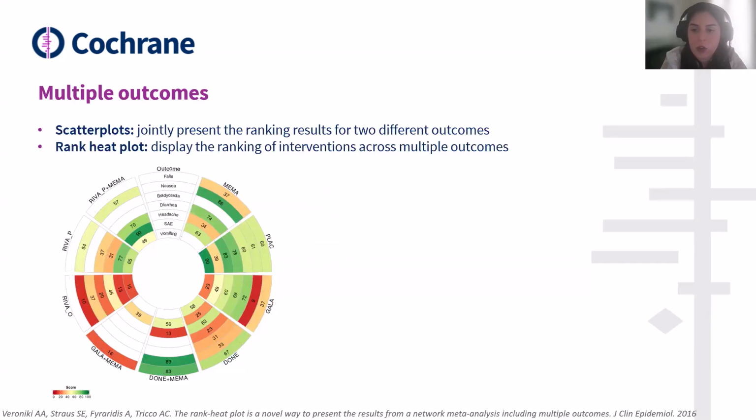Each sector is colored based on the treatment's rank, and if a sector for a treatment is uncolored, this means that the treatment was not included in the network for that outcome. In this way, we can quickly see for each treatment how well it performed across all outcomes at once. In this plot, for example, we can see that this intervention had the lowest SUCRA values across all outcomes, making it the least promising.